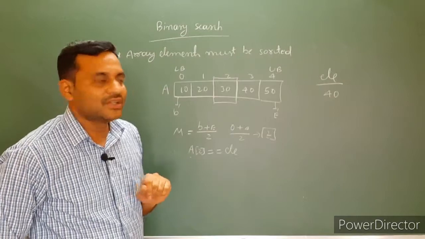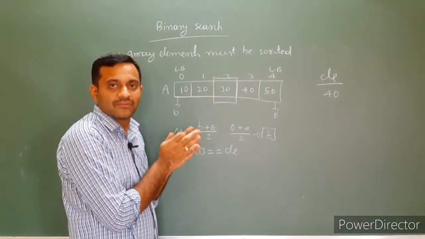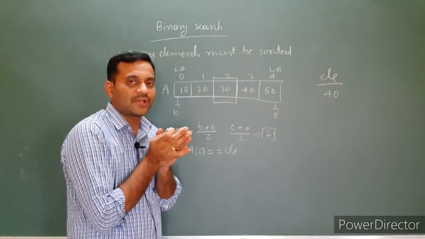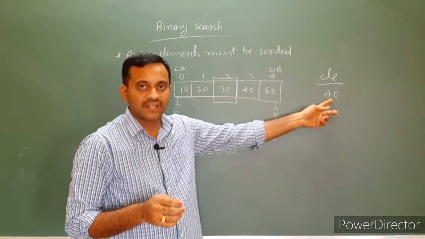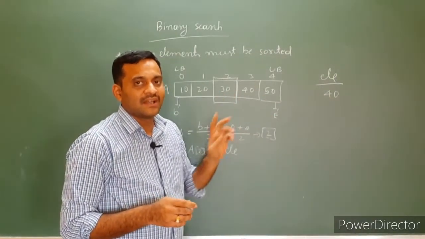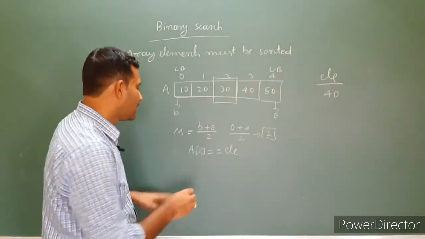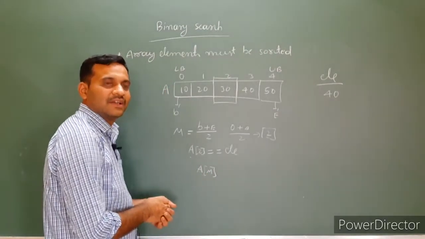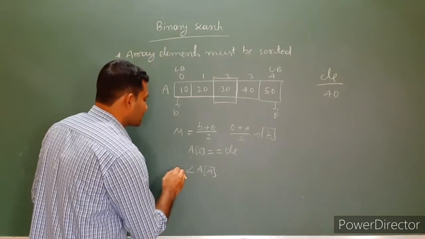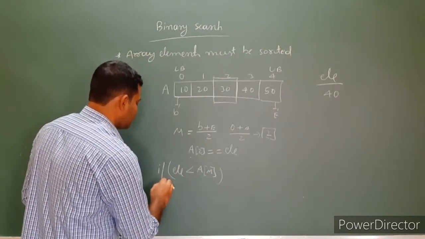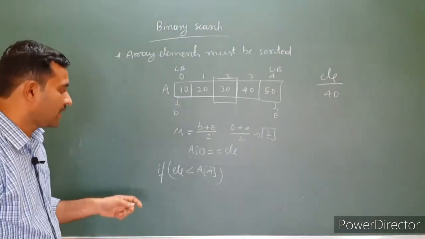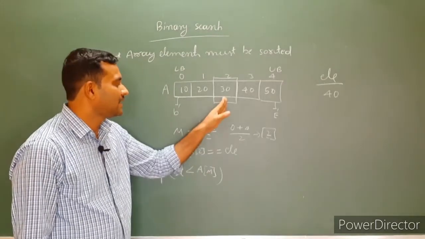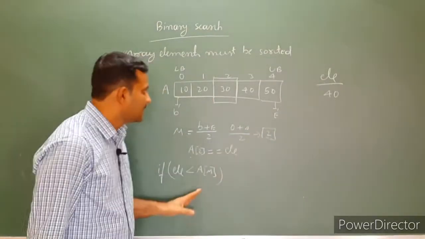Otherwise, if it is not found, there are two alternatives. The first is that the element belongs to the first half, or the element belongs to the second half. First we compare with the middle element. Here the searching element is 40, the middle element is 30, so the element is not found. Then we compare whether a of mid is greater than or less than the searching element. We check if the element is less than a of mid. Here the searching element 40 is not less than the middle element.